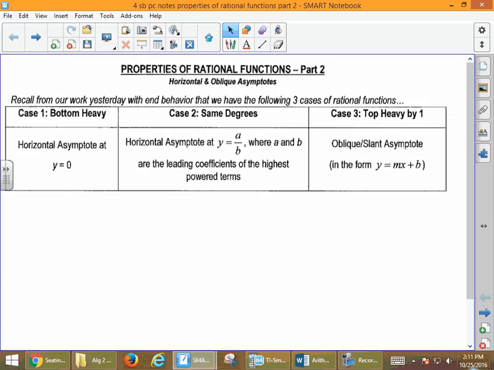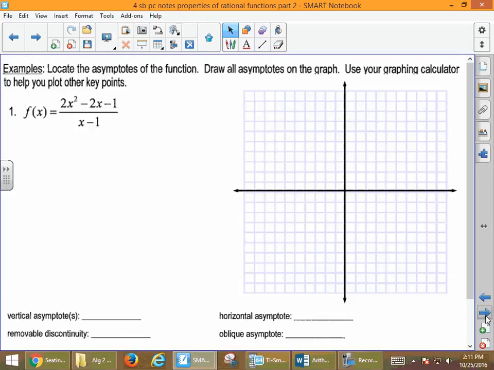And our third situation here for identifying between the horizontal and the oblique asymptotes is if we have the same degree. And we look at the highest degree term on the numerator and the highest degree term on the denominator, and we take those coefficients to come up with y equals a over b for our horizontal asymptote. So let's look at an example here. And start far left on your paper, because I think that I left you enough space, but I just want to make sure that you have enough.